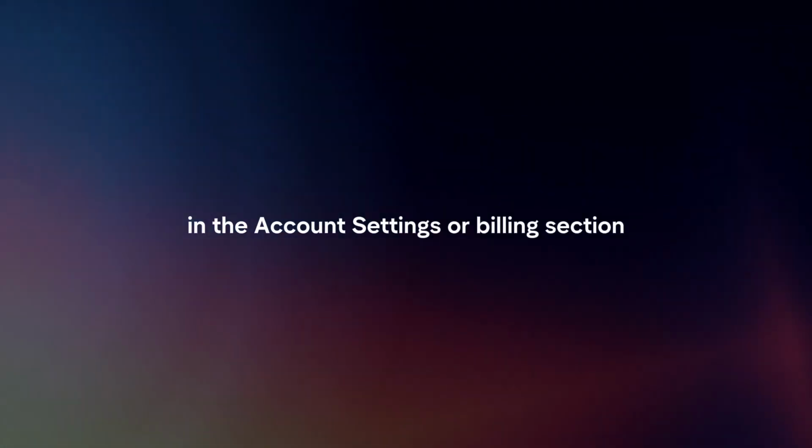the dashboard. From the drop-down menu, select Account or Account Settings. Access Billing Details. In the Account Settings or Billing section, locate the Billing or Plan tab. Click on it to access your subscription details and billing information.